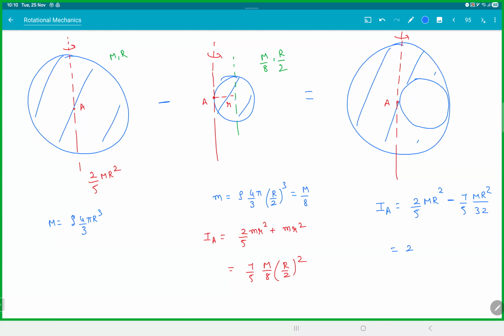Take out MR square by 5 common. You end up with 2 minus 7 by 32. That is 64 minus 7, 57. 32 into 5 is 160, so 57 MR square by 160. Check. Got the thing? So you have to be careful: you are subtracting about that red line, but for the small sphere you have to find about the green line, then use the parallel axes theorem. You cannot directly get the red one.